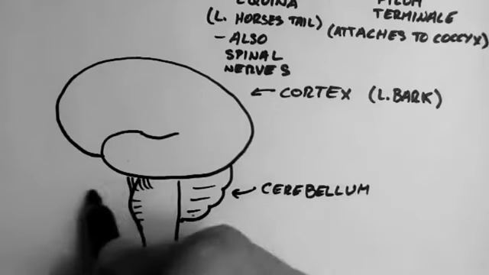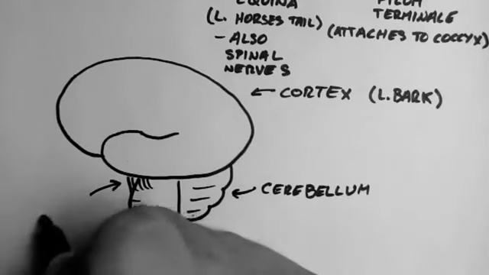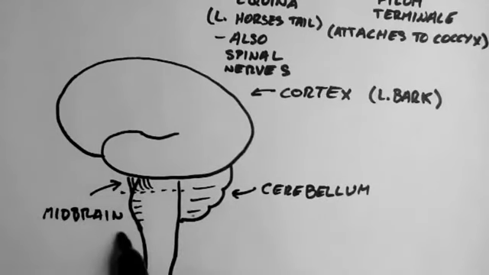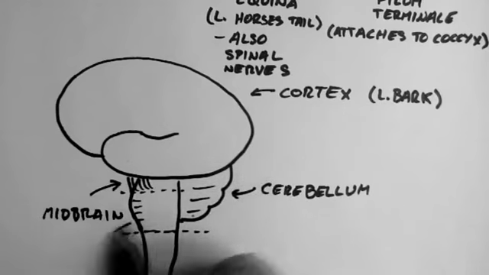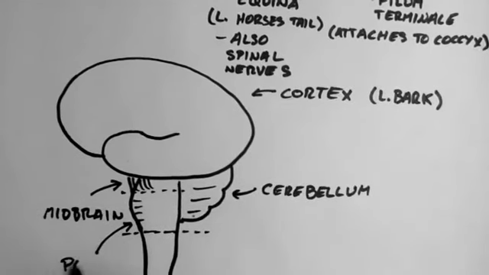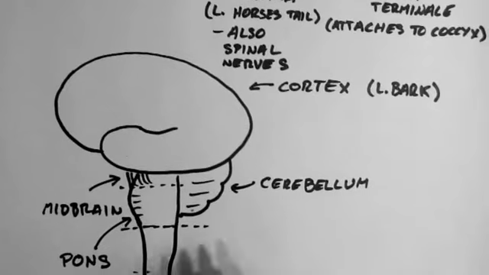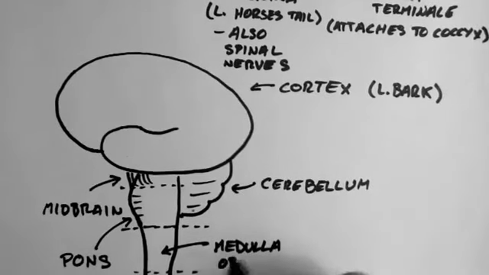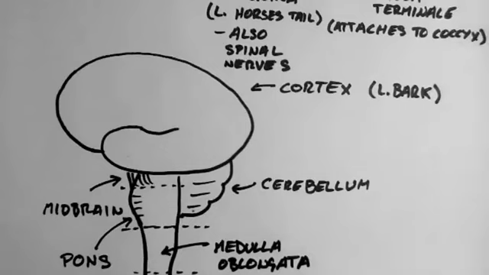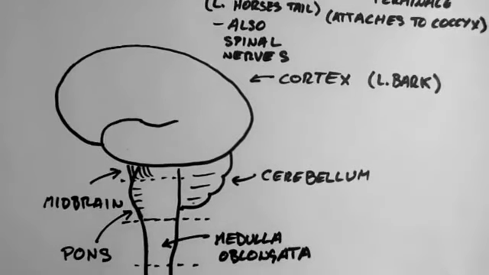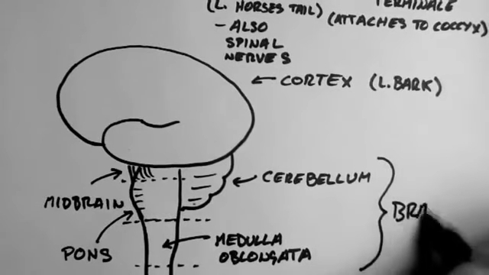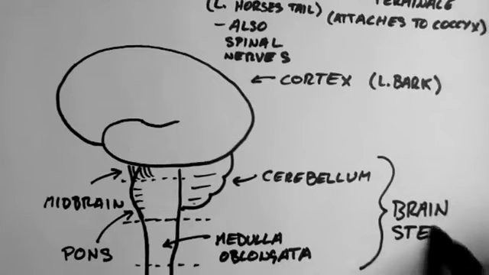Sitting below the brain is the cerebellum. The first part of the brainstem is the midbrain. Then under the midbrain is the pons. And under the pons is the medulla oblongata. All these structures here constitute the brainstem.